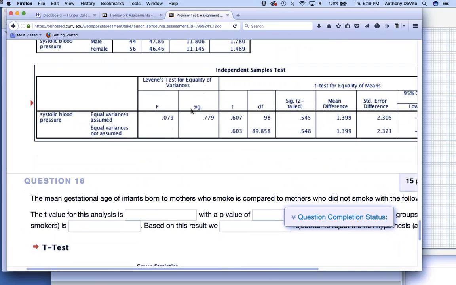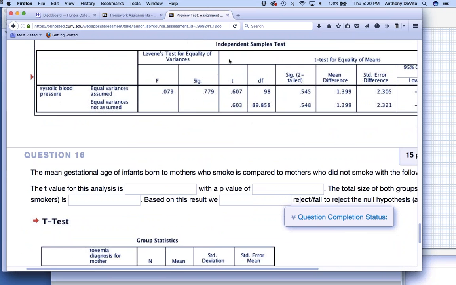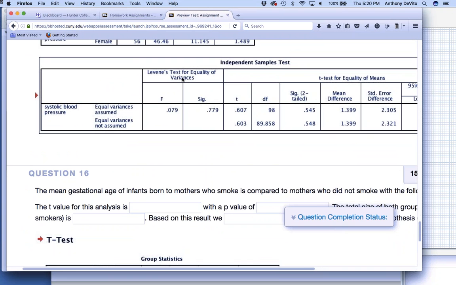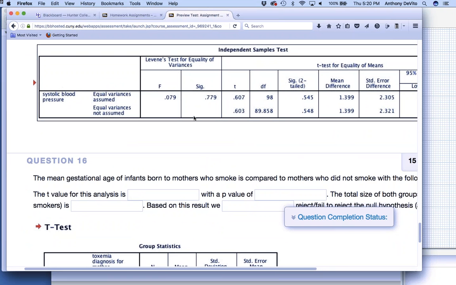SPSS, when you tell it to compare the means, actually gives you a table, an independent samples test. In the beginning of this table, notice that there's two lines here, an upper line and a lower line. But before we get to the main part of this table, to the left of this line here, we have a box with just two values. This is Levene's test for the equality of variances.